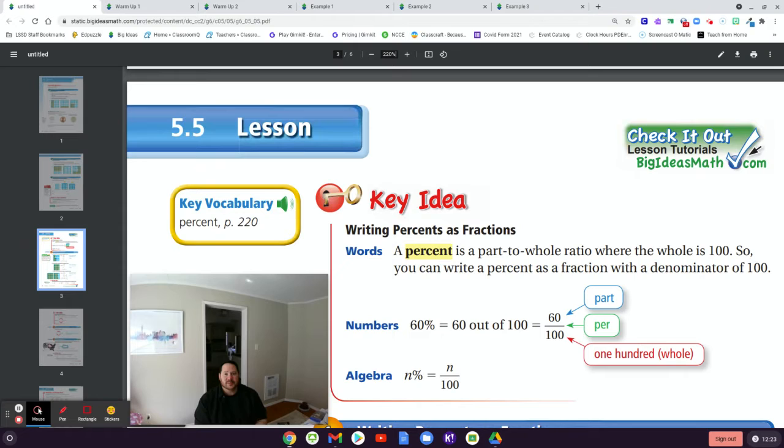This is a great thing to take some notes on. So you might want to do that right now. All right, so if you have 60%, you can write that as 60 out of 100, which you can simplify to 6/10 or 3/5. And then the algebraic way of talking about a percent is that n% is the same as n over 100. Again, percent always out of 100, all the time.